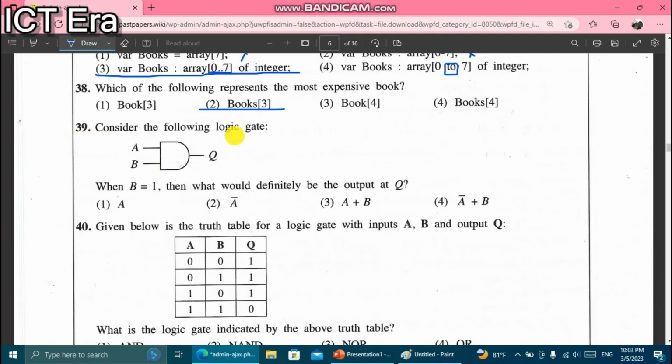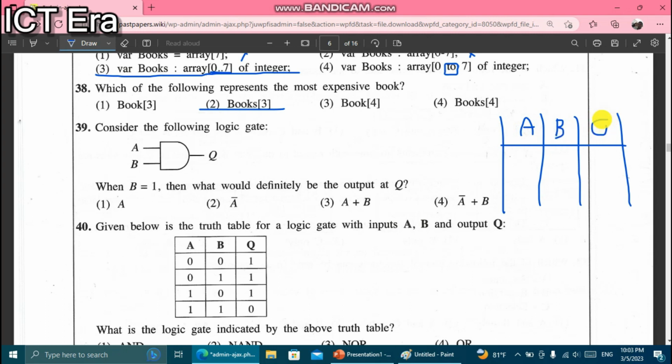Then 39th question. Consider the following logic gate. When B equals 1, what would definitely be the output Q? Now first of all, we should draw a small truth table here. A, B and Q is the result. So A: 0, 0, 1, 1. Here B: 0, 1, 0, 1. Output will be 0, 0, 0, 1.